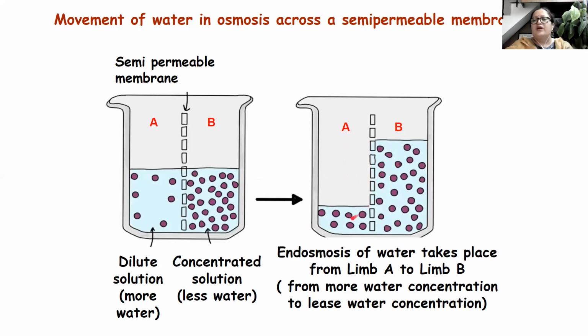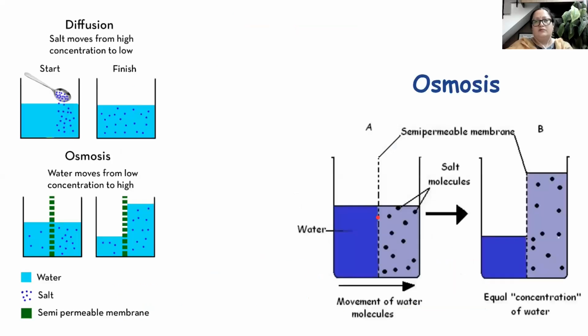Water is basically trying to equate the concentration on both sides. But the concentration can be equated only in terms of water. So water tries to move. After some time, this solution will prevent entry of any more water and the process of osmosis will stop.